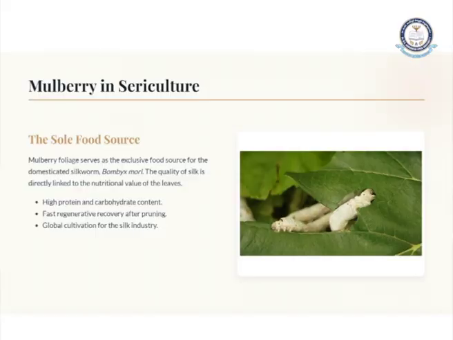In sericulture, as mentioned in earlier classes, mulberry is the sole food source, because the silkworms feed on the mulberry leaves. Mulberry foliage serves as an exclusive food source for the domesticated silkworms. That means mulberry leaves are the primary food source for the silkworm, Bombyx mori, because the food the silkworms eat reflects the quality of the silk and the quality of the cocoon.